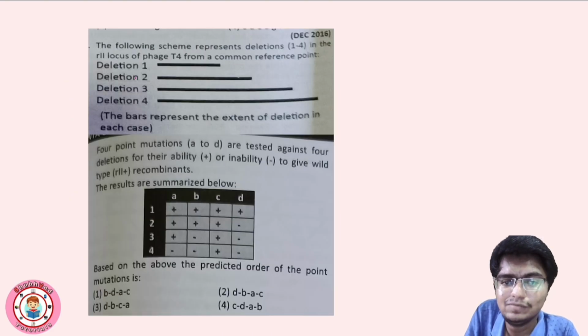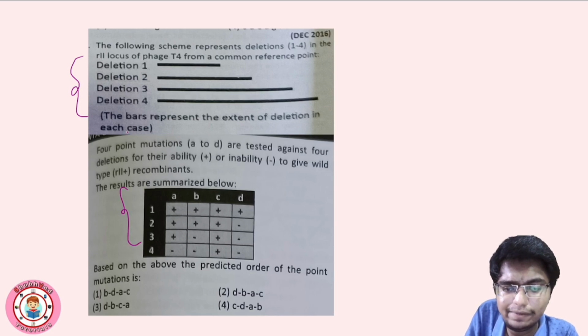Next question. The following scheme represents deletions 1 to 4 in the rII locus of T4 from a common reference point. Okay, so यहाँ पे deletions है. 4 point mutations A to D are tested against 4 deletions for their ability or inability to give wild type recombinants. Okay, now यहाँ पे table important है. First of all 1, 2, 3, 4 deletion है and A, B, C, D are the mutations. Based on the above, predict the order of the point mutations, means we have to find the order यहाँ पे.